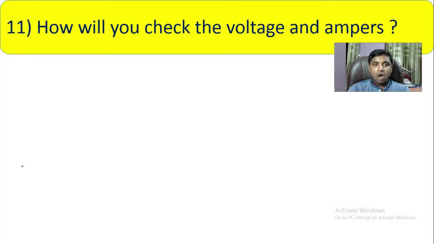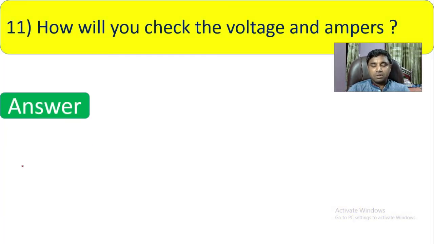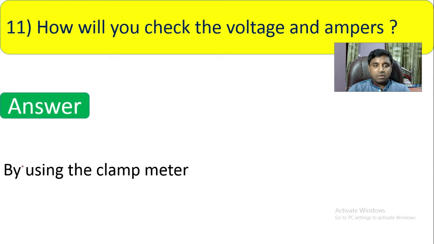Question number 11. How will you check the voltage and amperes? Very important and very easy, by using a clamp meter. So whenever you are doing the welding as the inspector, how do you have to check? By using a clamp meter, you need to check the voltage and amperes.